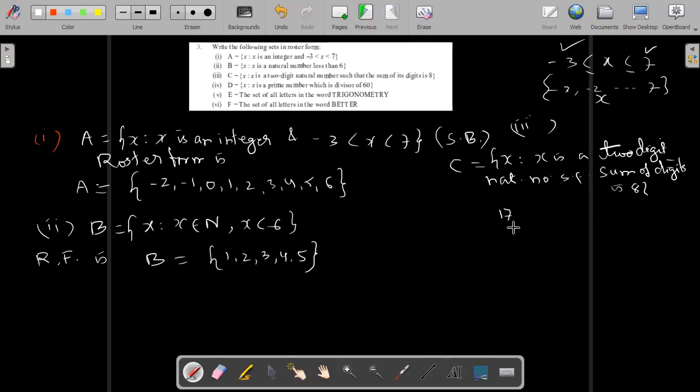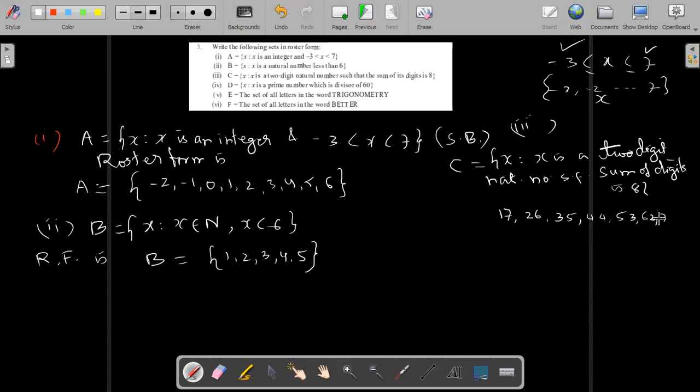So first two-digit number we will start from 1, 1, 7. Then make it 2, this will become 6. 2 plus 6, 8. Then 3, 5. Then correct. Ryan, your answer is correct. 4, 4. Then 5, 3.